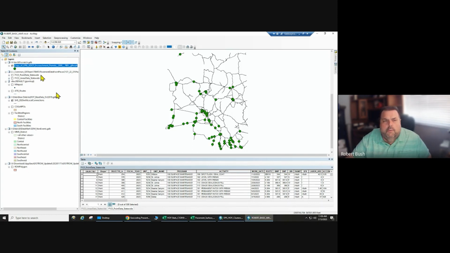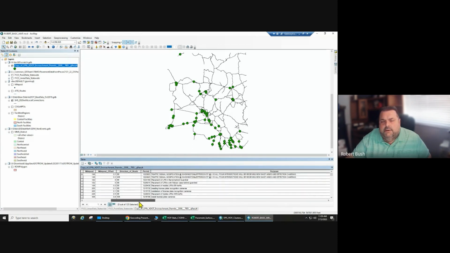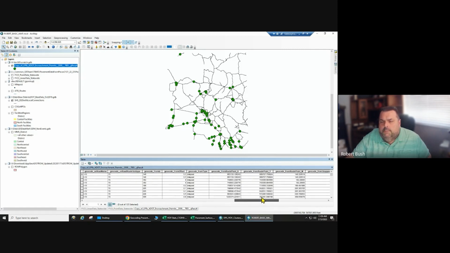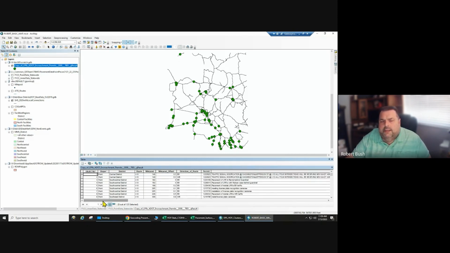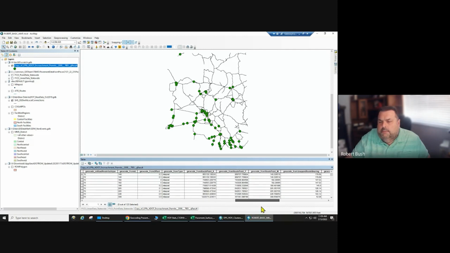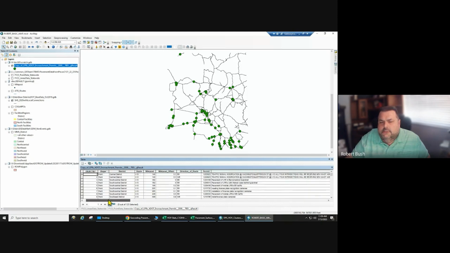Also, let me open up the attribute table. And once again, all the data that was originally in the spreadsheet is still in the geospatial data file now, what we call a GDB, or geodatabase. That's what this is creating, is a geodatabase. It now has all the information that was in the spreadsheet along with all the geospatial data, so anybody with any sort of GIS software can take this and put it on a map.